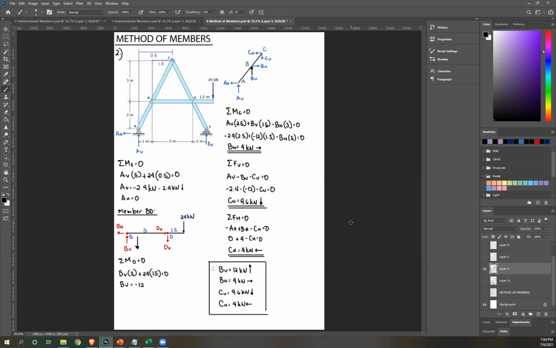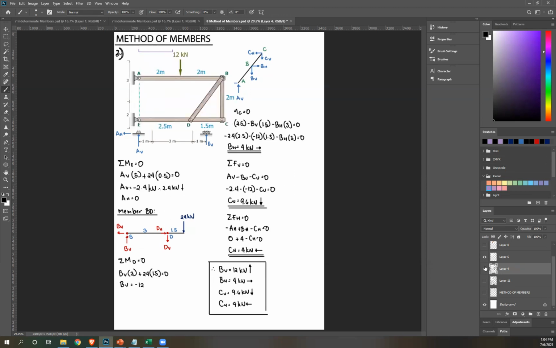But again, the important thing is drawing the correct free body diagram. Okay? Any other questions? Right. If you don't have questions, let's move on to number 3.